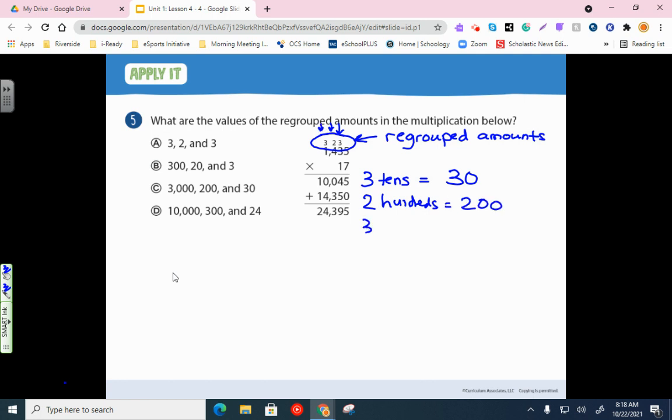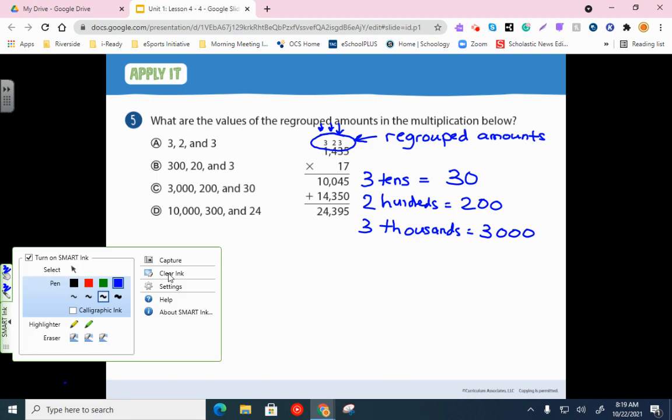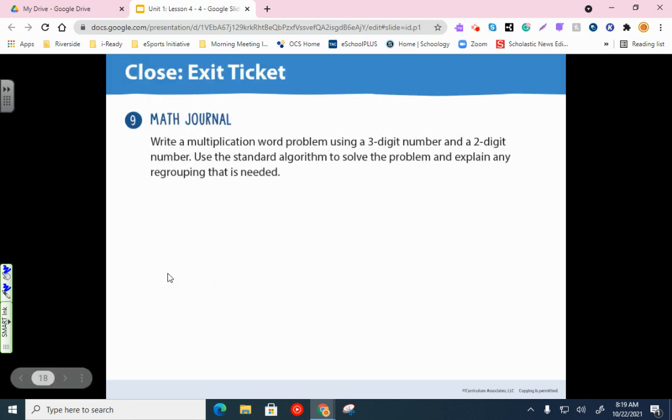And this 3 is in the thousands place. So that's actually worth 3,000. So the reason that the standard algorithm works so quickly is because the values of the numbers are actually bigger than what they seem. And this kind of helps point that out. So like I said, you can cross off 6 through 9. They'll be here on my slide presentation, but I just want to get to the work.